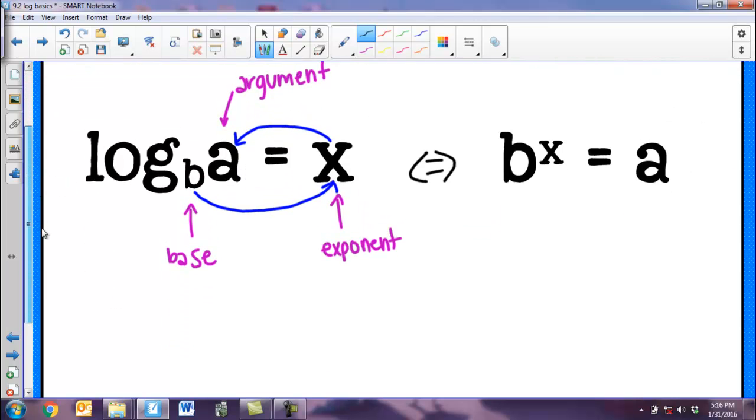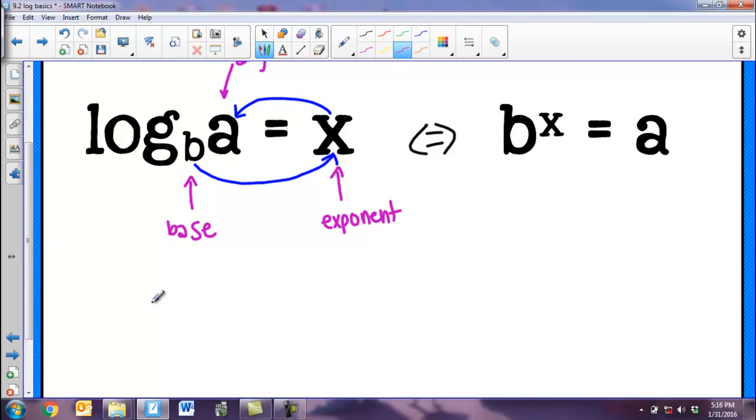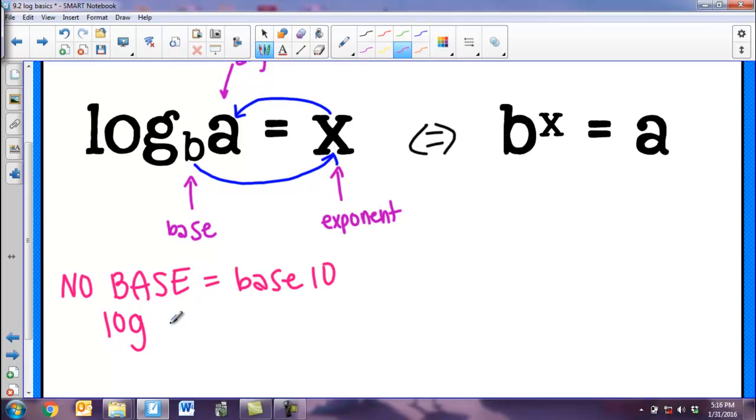Okay, there's a couple of things we need to talk about involving logs. If there's no base at all, we're going to have an implied base 10, kind of like our counting system. We have a base 10 counting system. So if you saw something like log base nothing of 100, they're really saying that this is log base 10. And what you can do with this is always put on an equals x and then rewrite the expression in order to solve it for x.